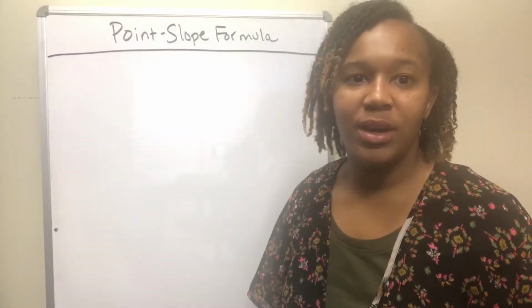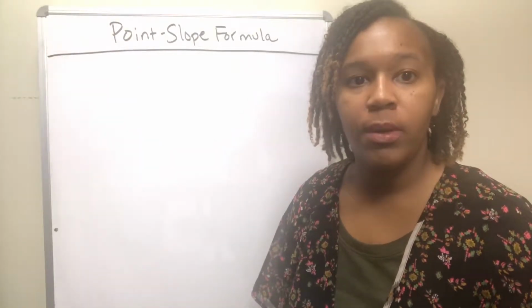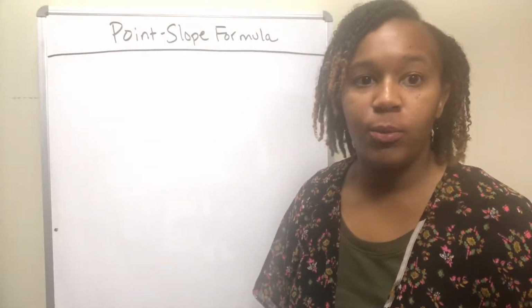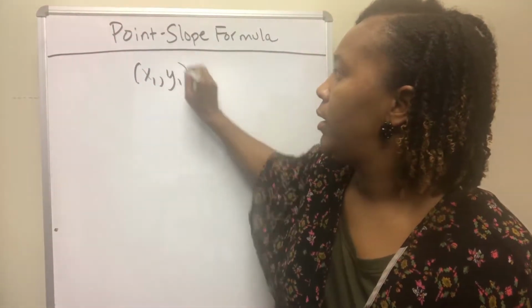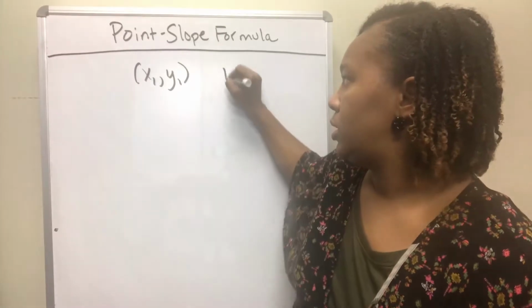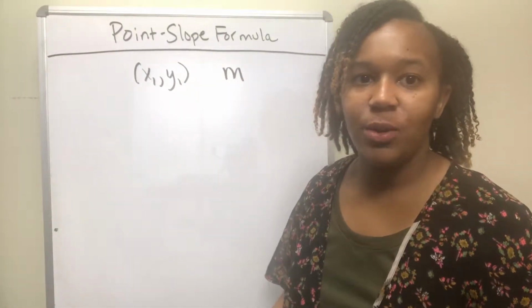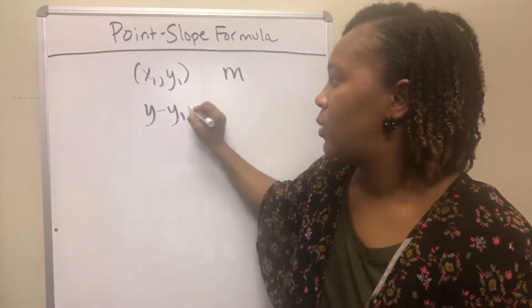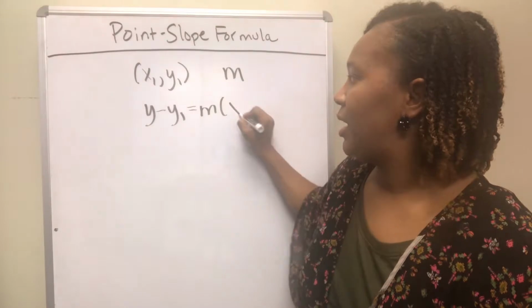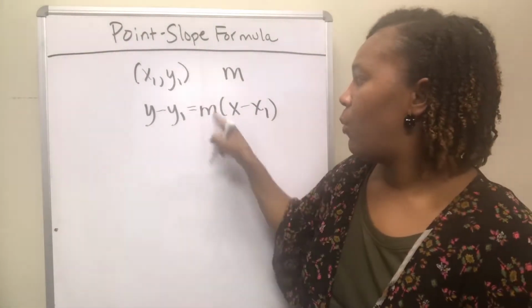In this video, we're going to talk about another form of an equation of a line called the point-slope form. You use the point-slope form when you have a point that we want to call x1, y1, and you have a slope, which is usually denoted by m. Once you have those two things, you can find the equation of the line by plugging it into the point-slope formula, which is y minus y1 equal to m times x minus x1. And so you'll plug in your x1, your y1, and your m.